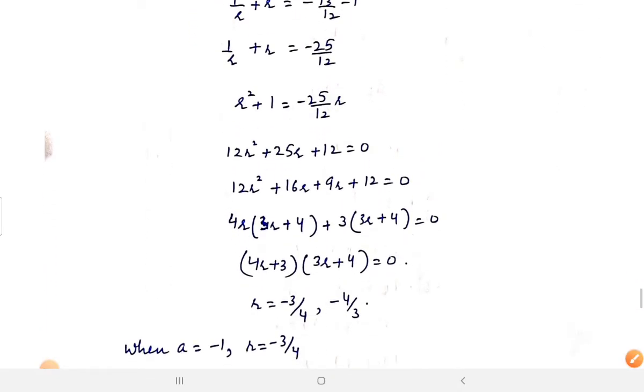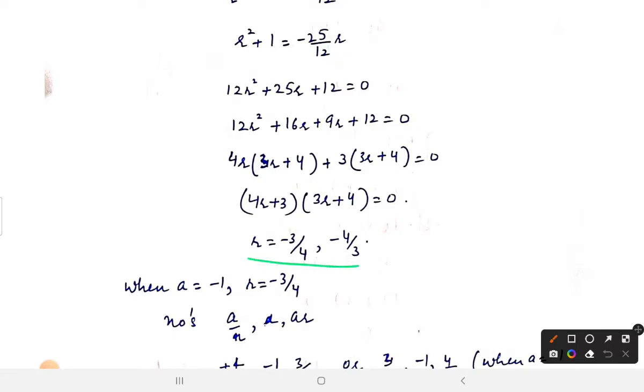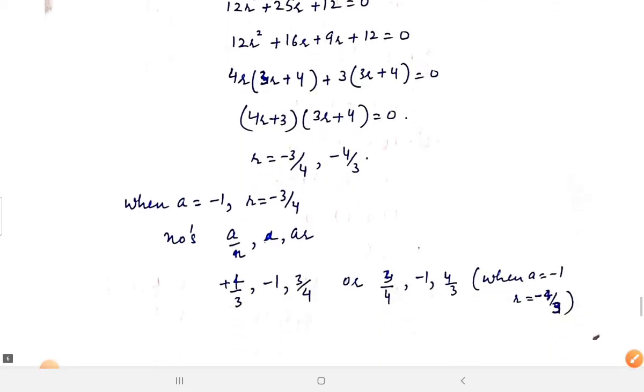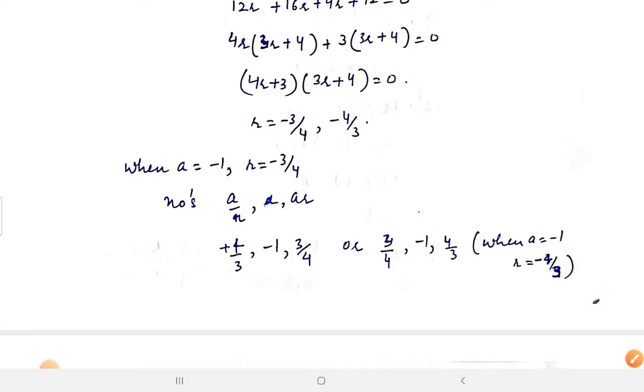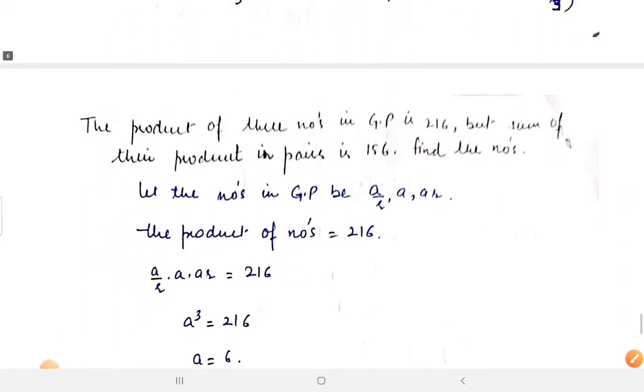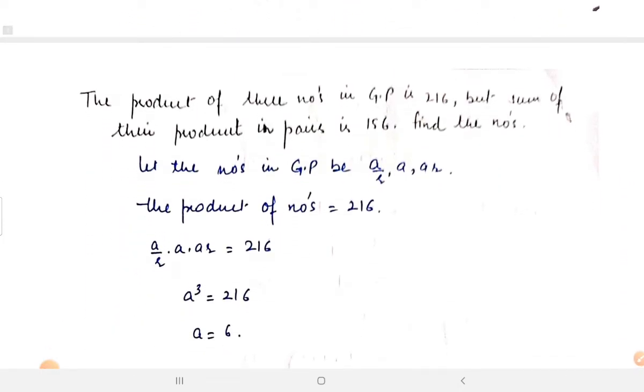After solving the equation, we will get the values of r as minus 3 by 4 and minus 4 by 3. So when a is minus 1 and r is minus 3 by 4, the numbers are 4 by 3, minus 1 and 3 by 4. And when r is minus 4 by 3 and a is minus 1, the numbers are 3 by 4, minus 1 and 4 by 3.